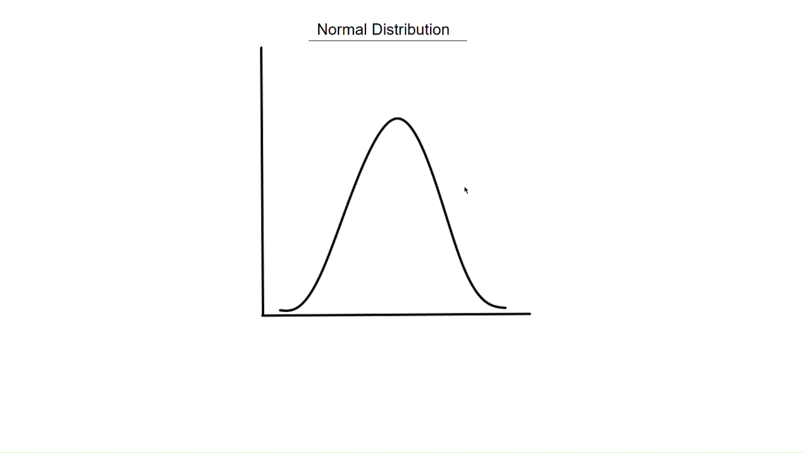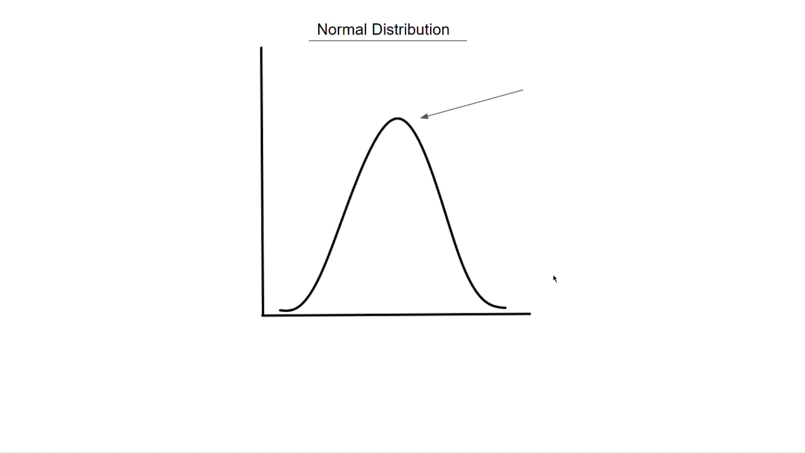Firstly, a normal distribution is symmetrical. It's not always exactly symmetrical, but it looks like it's symmetrical. And it also has one very high point. Any graph, it doesn't have to be a normal distribution, if it has one peak like this, that means it's unimodal. The normal distribution is always unimodal.